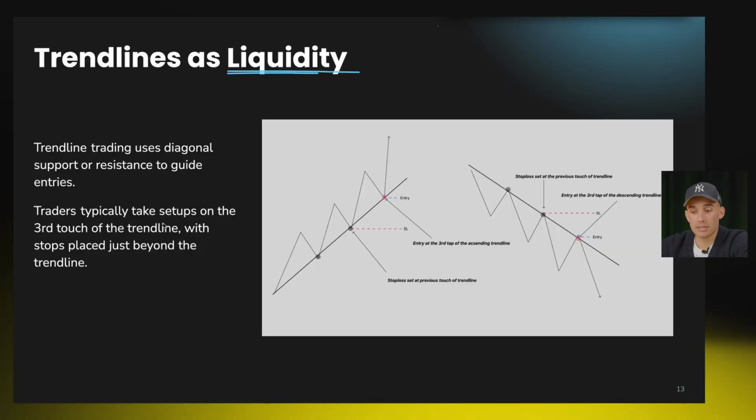So traders typically take setups on the third touch of the trend line, with stops placed just beyond the trend line. Example being these photos right in front of us here. So we have one touch, two touches, three touch. We have the trend line traders entering positions right here. Okay. Stop loss is going to be resting below previous lows. Very simple. Okay. And on the flip side, we have one touch, two touch, and here's your third touch. Stop losses are going to be resting above that high. Nothing too complicated here. Just understand, you always want to have that perspective, is where are the stop losses.